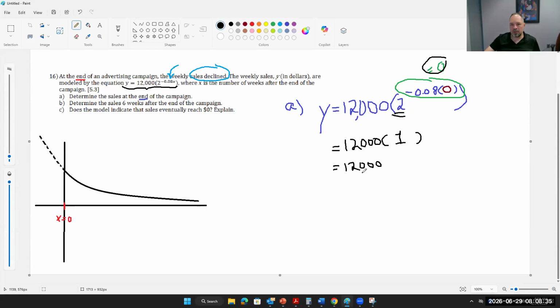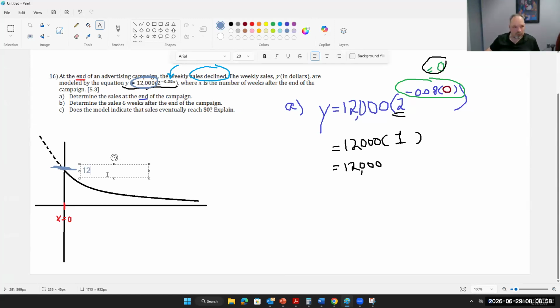which should have made sense anyway, because whenever you look at exponential functions, this value is the starting value. That's this value right here, 12,000. All right, so that kind of takes care of that.